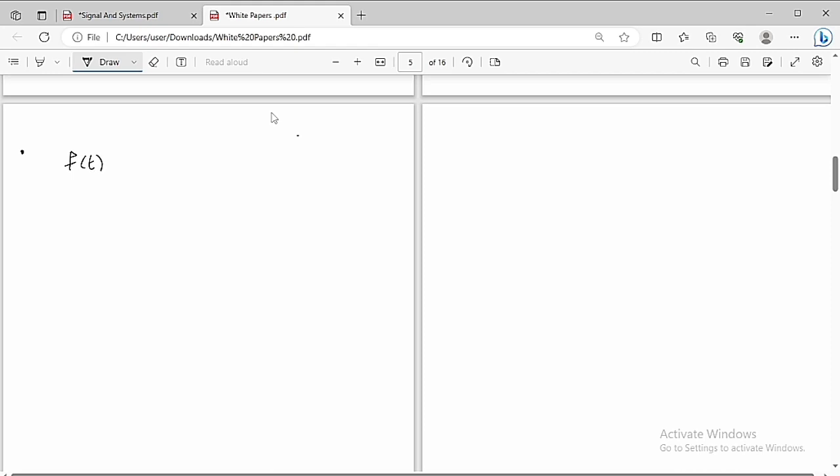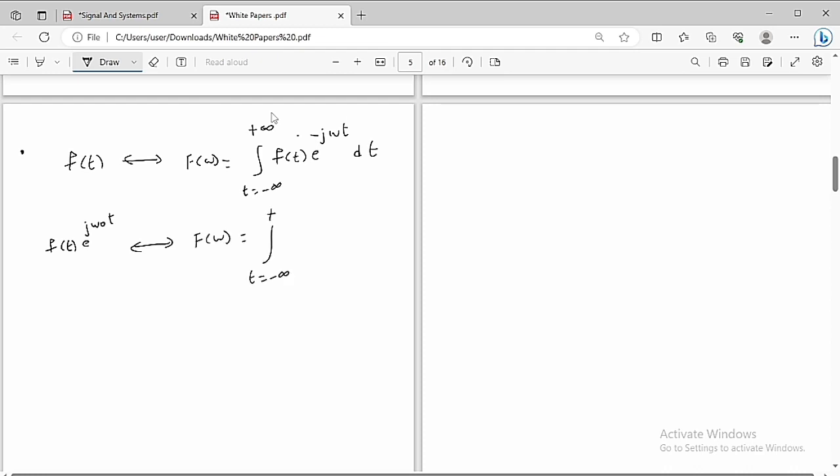So f of t has the Fourier transform. What is the Fourier transform? F of omega is equal to the integration from t equal to minus infinity to plus infinity of f of t into e to the power of minus j omega t dt. Now I will take a new signal, which is f of t into e to the power of j omega naught t. Then let us see what will happen. In place of f of t, I need to substitute this. So the integral from minus infinity to plus infinity, in place of f of t I write f of t into e to the power of plus j omega naught t into e to the power of minus j omega t dt.